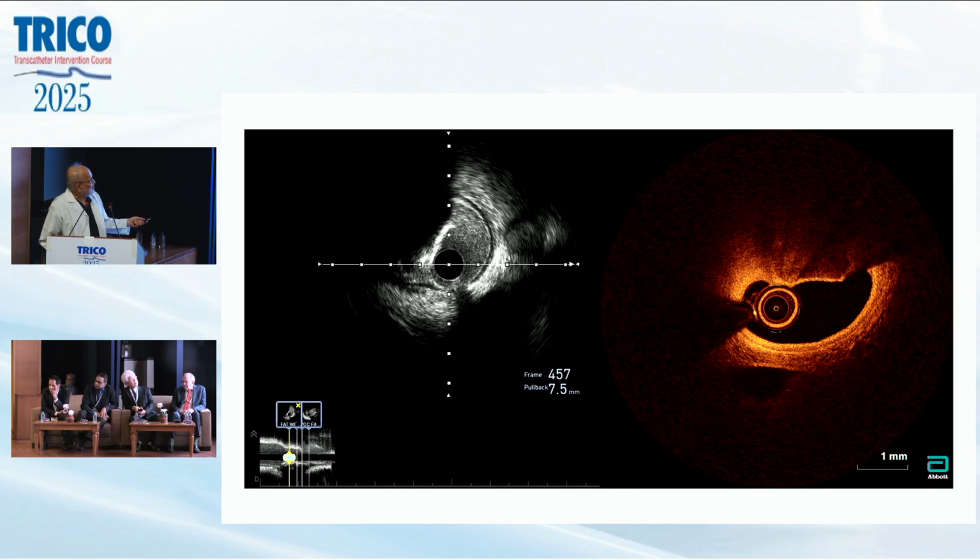See, you can't differentiate in IVUS. In IVUS, you think that it is a huge calcium area, but here you can see the edge is sharp, and this is a tough calcium. I need to know, what do you think from the panel? If you encounter this type of calcium, what will you do?